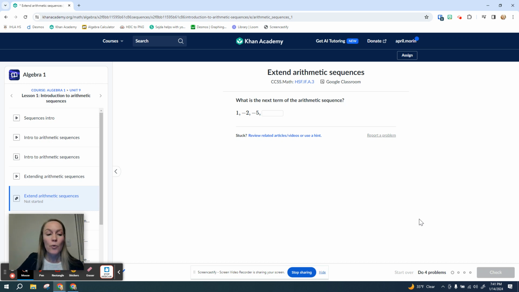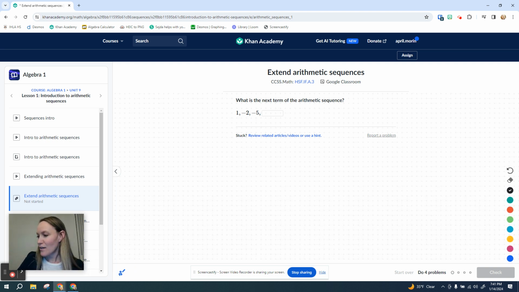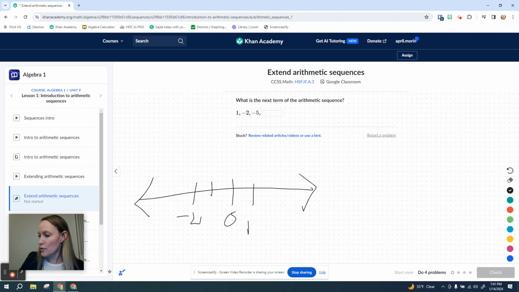So basically, we just want to find the pattern here. And so what's the next term? Okay, so if I go from 1 to -2, that means I'm actually going to subtract 3, right? So 1, I have my number line here, and then I have -2. So if I'm here, I'm going to subtract 1, 2, 3.